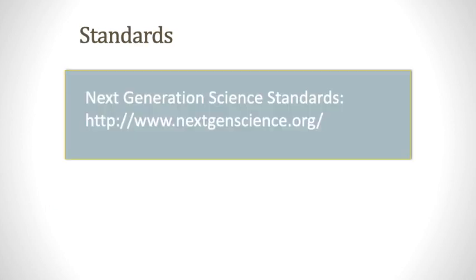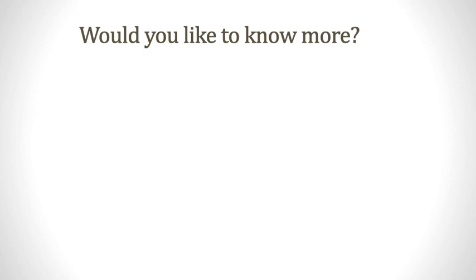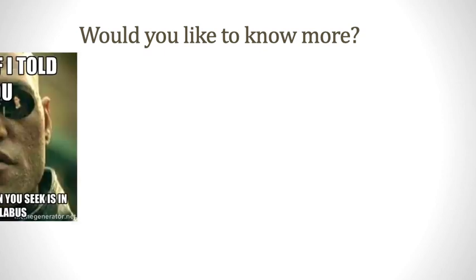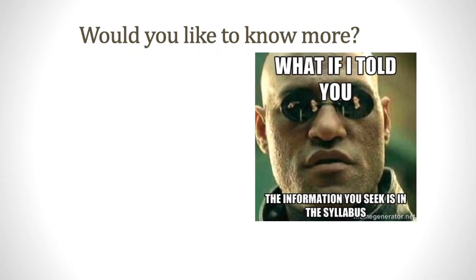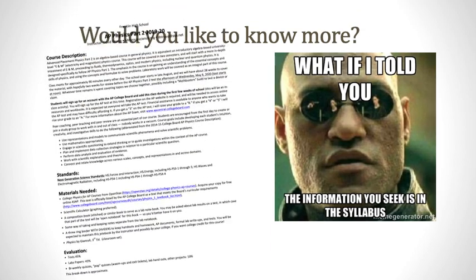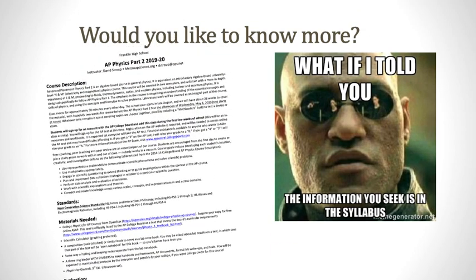In addition to the AP and College Board goals and learning objectives, we also focus on the Next Generation Science Standards in this class. If you'd like to learn more about them, you can go to www.nextgenscience.org. And if you'd like to learn more about any of this, including those standards, all of that information is available in the syllabus, which is available online. You can check out the class website, a bit more about that in a minute.